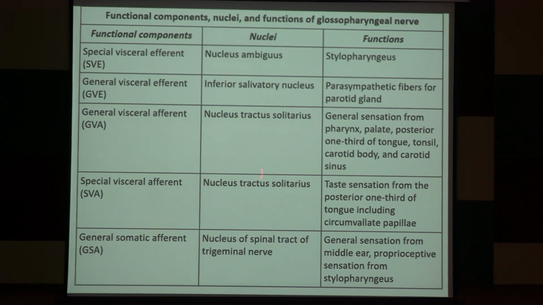Next is special visceral afferent. It will carry special sense. So taste sensation is carried from the posterior one third of the tongue, including the circumvallate papilla.